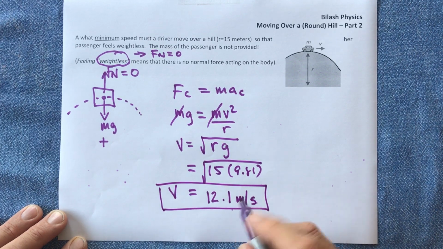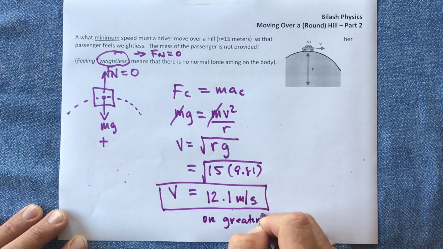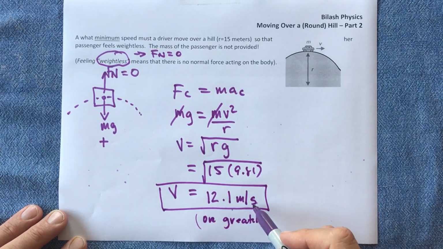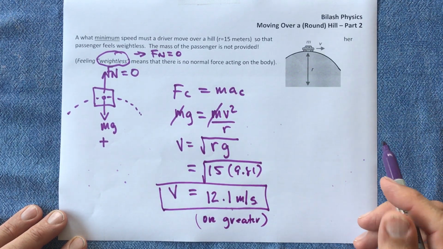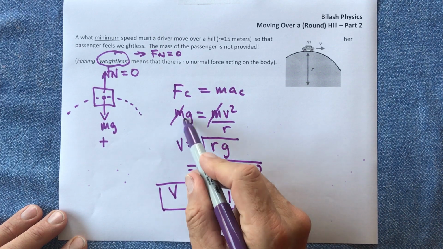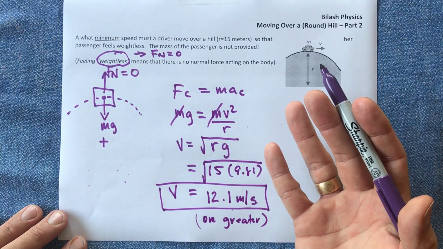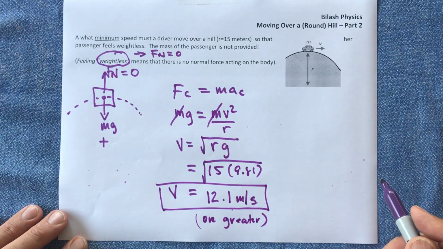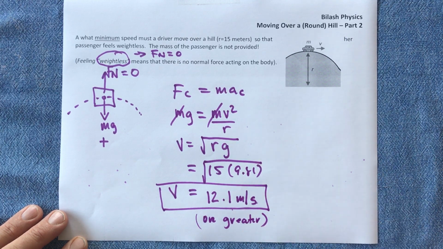Okay, so this would be 12.1 meters per second or greater. This is the minimum speed. So if the driver goes 12.1 meters per second or faster, the passenger and the driver, of course, because mass doesn't matter, because we've canceled that out, both the passenger and the driver will feel as if they are rising out of their seat at that moment. And the faster you go, the more pronounced that feeling.